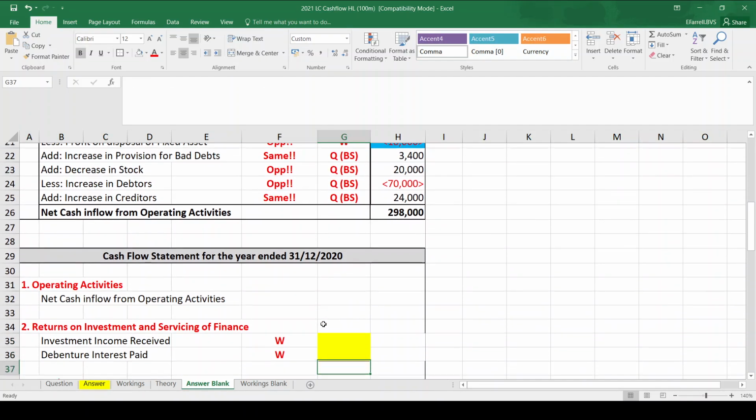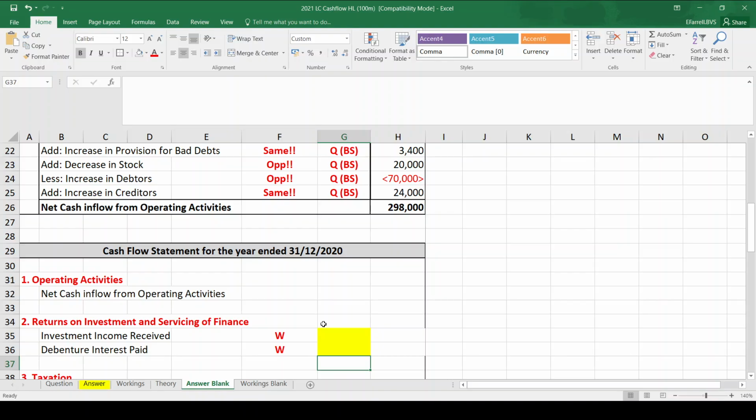Now to do our cash flow statement. For the cash flow statement, there are 7 headings. You total after 5 headings to get a subtotal, and then add the next 2 headings to give you your total at the end. The first heading is very straightforward. It's just the final figure from the previous part, net cash inflow from operating activities.